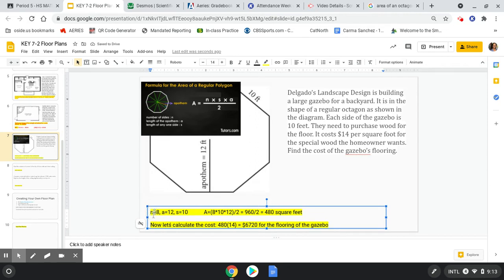Okay, so again, if you forgot that formula or were never taught that formula for area of a polygon, you can just quickly do a Google search and find something like that.